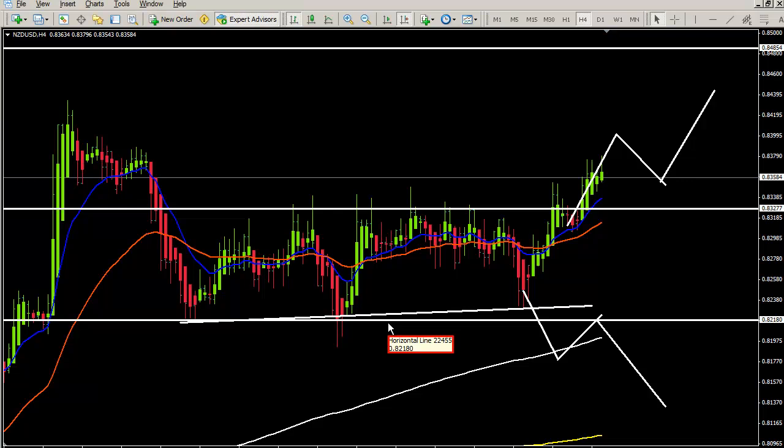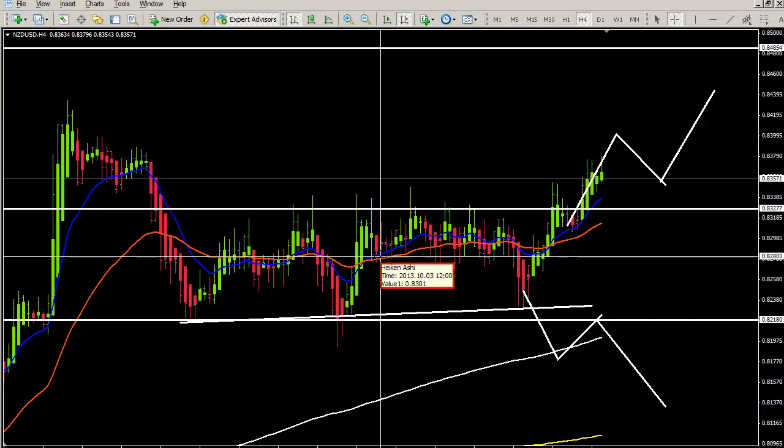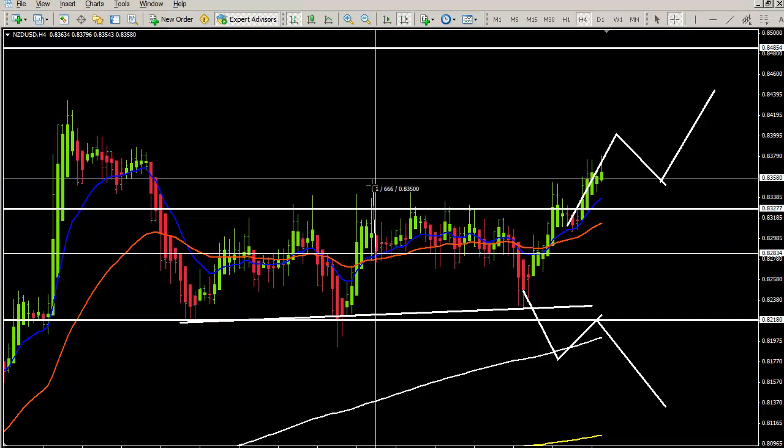Okay. Now we get a red candle here with a stop over here. That would be like what, 70 pips? The target is 60. Is it a good target?